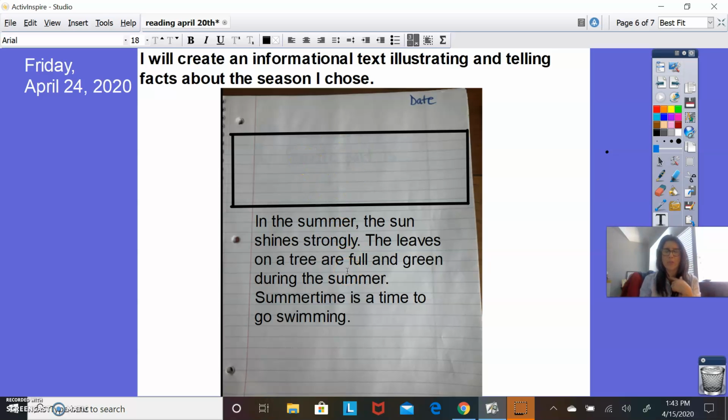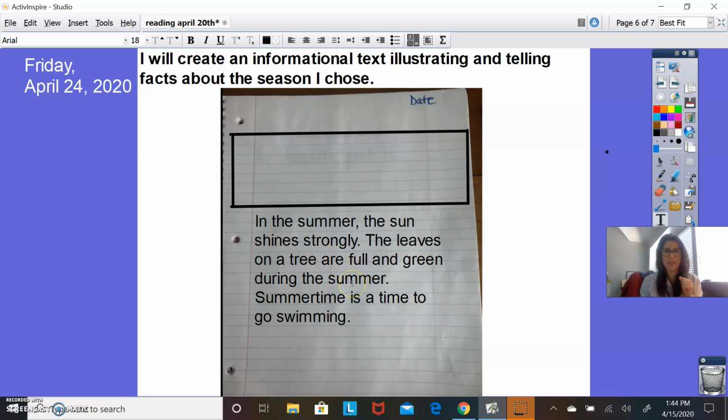my words. So if I said the sun shines strongly, then I will come in here, I'll draw a big sun to show it shining strongly. Then I will make sure to draw a tree full of green leaves on the tree. And then I may draw a picture next to it over here, maybe of a swimming pool with someone swimming. I want to make sure that my illustration, my picture, matches the words here.